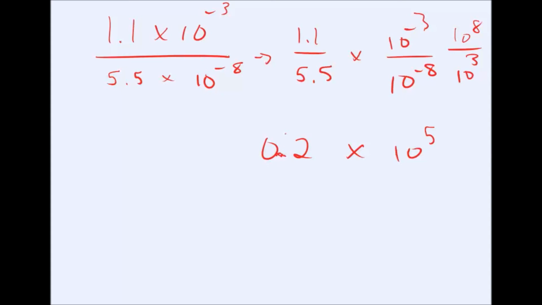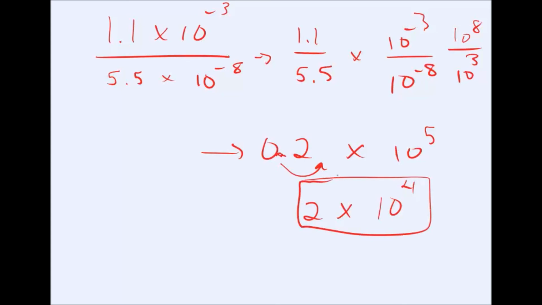Now this number, 0.2 times 10 to the fifth, is still not in scientific notation, because this number is not between 1 and 10. We have to move the decimal to the right one space, and since the real number is smaller than what it appears, we have to decrease the number, so it's 2 times 10 to the fourth.